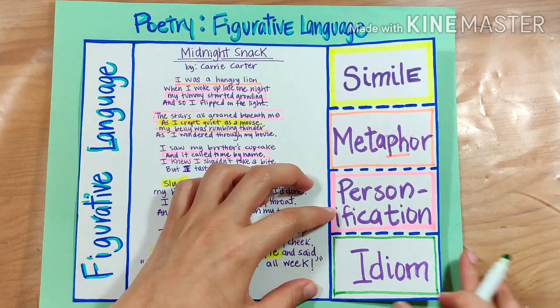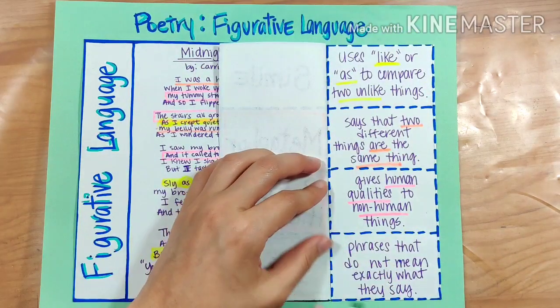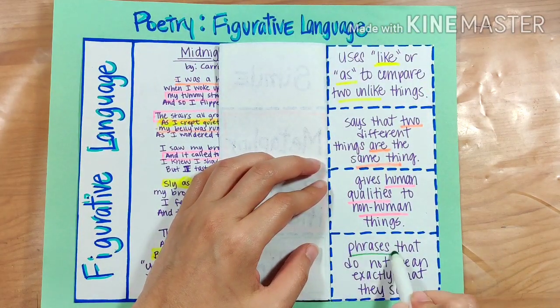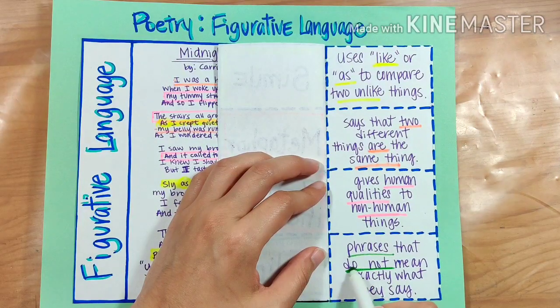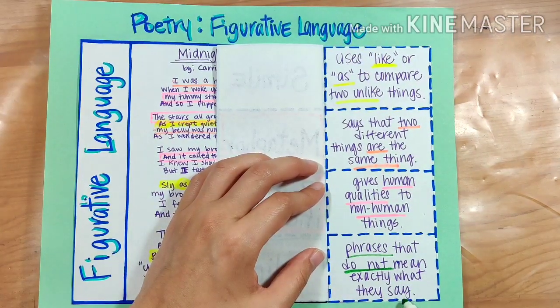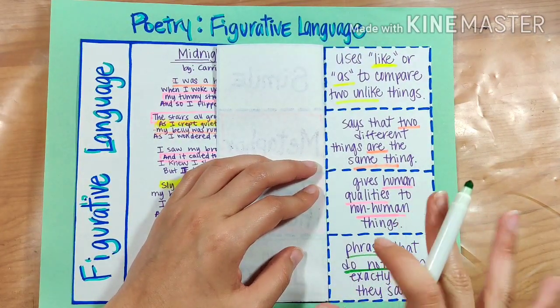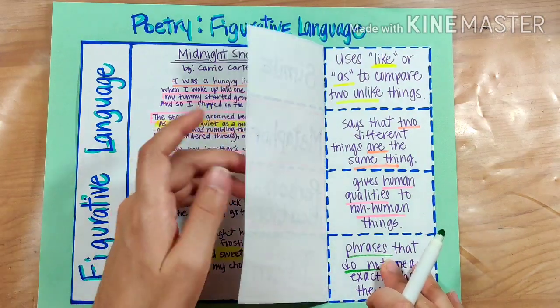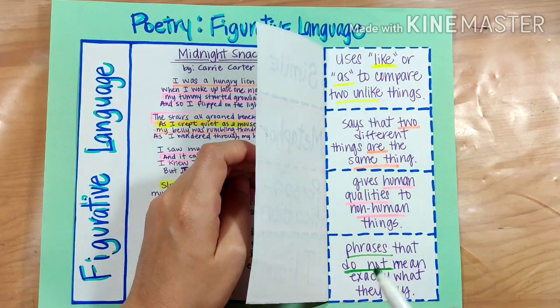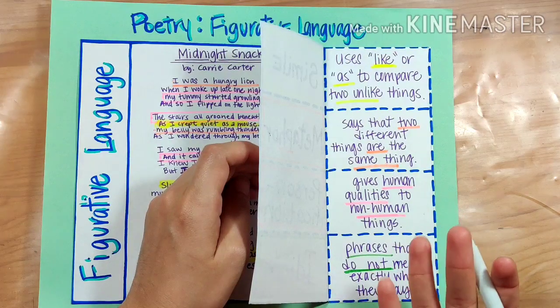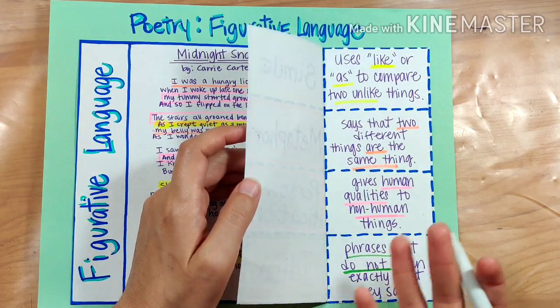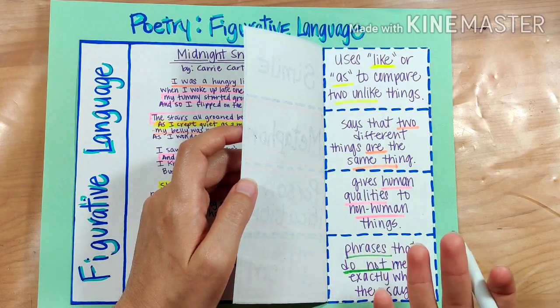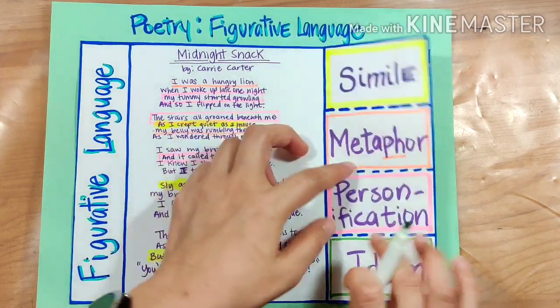Okay, and for idioms, the definition is phrases that do not mean exactly what they say. So I know it sounds a little bit confusing, but in reality, you've probably heard a lot of idioms before. You just didn't know what it was, but you knew what it meant just in the manner that it was used. So let's go ahead and find some examples in our poem here.